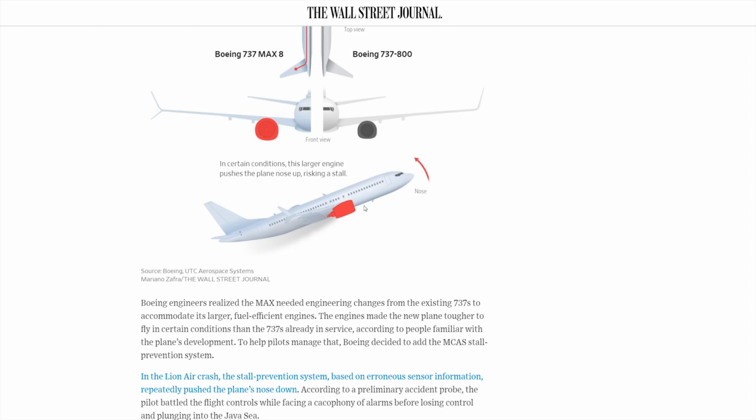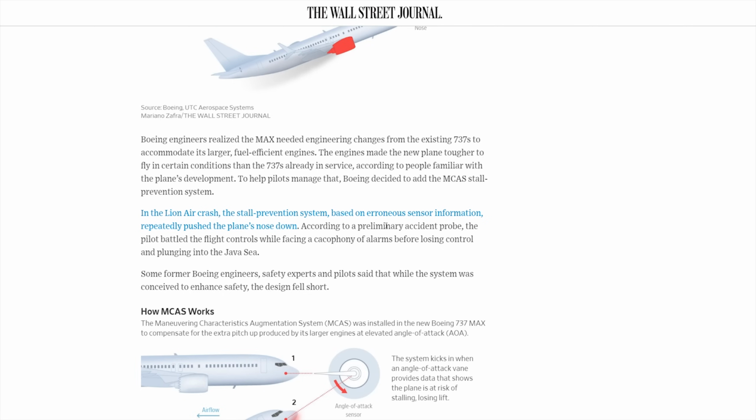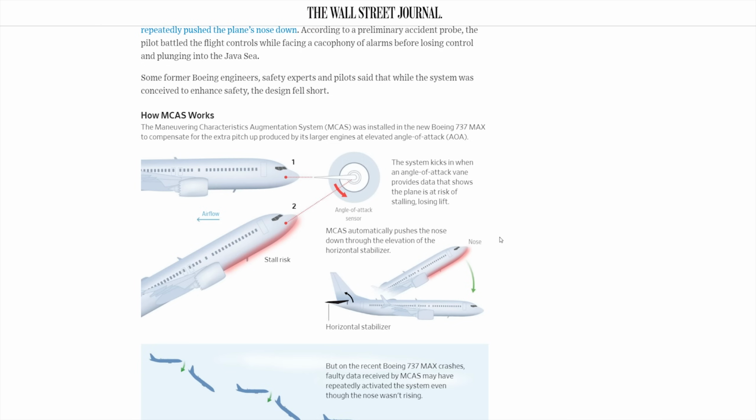Now, Boeing knew about this. They knew about this side effect, and so they developed a software and a hardware system to deal with this. And that's what they called the MCAS, the Maneuvering Characteristics Augmentation System. That's what it stands for. So this MCAS is a piece of hardware and a piece of software. The hardware of it is the angle of attack sensor. And that is this thing right here.